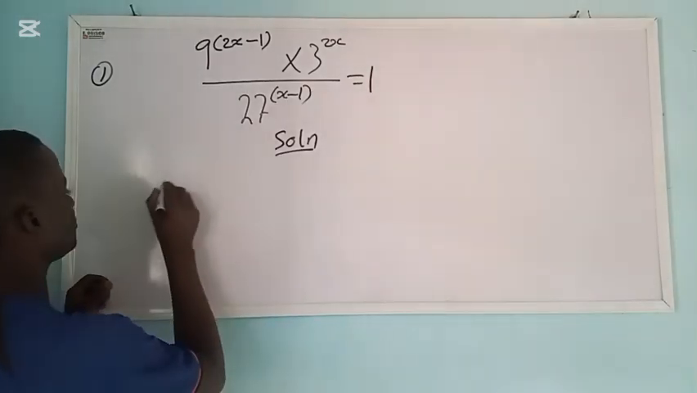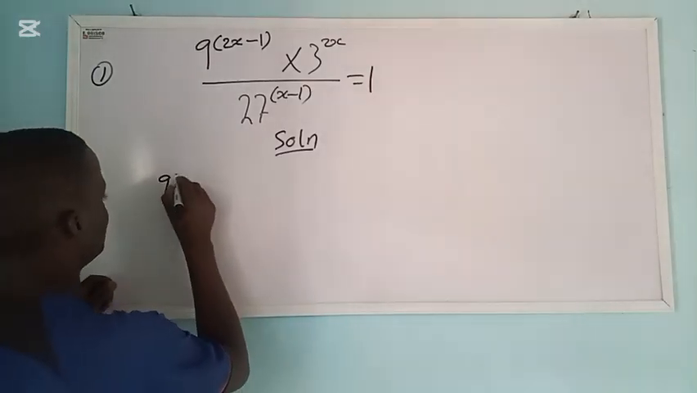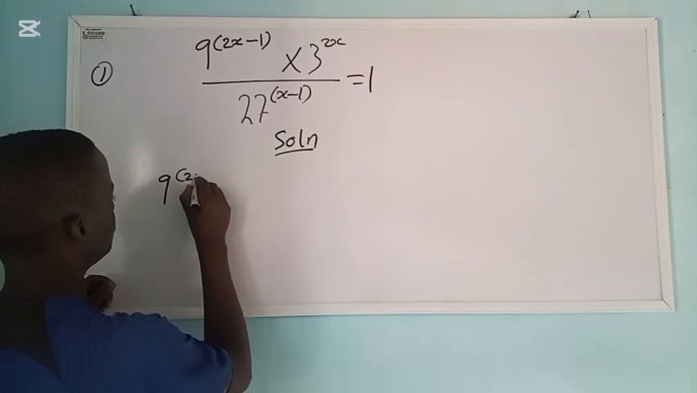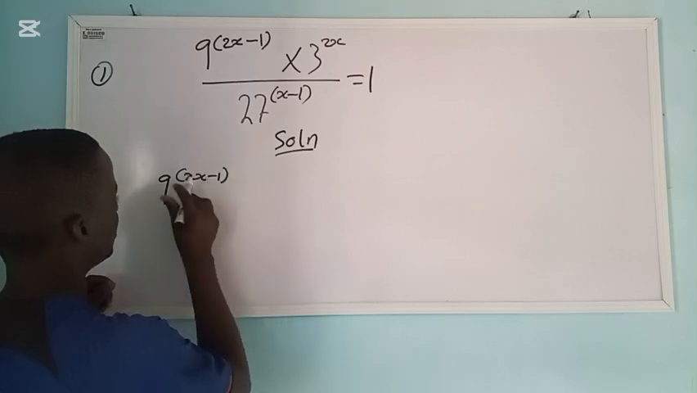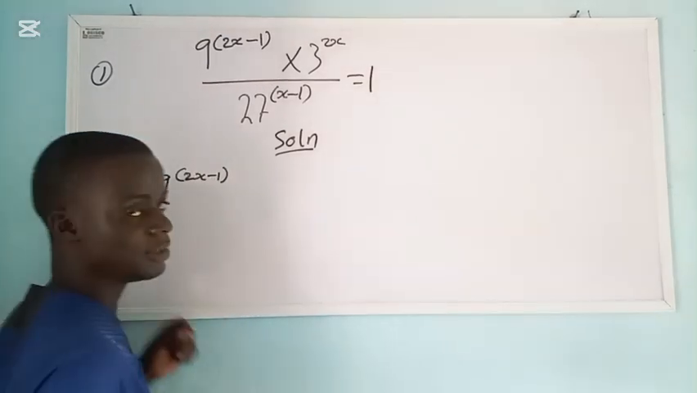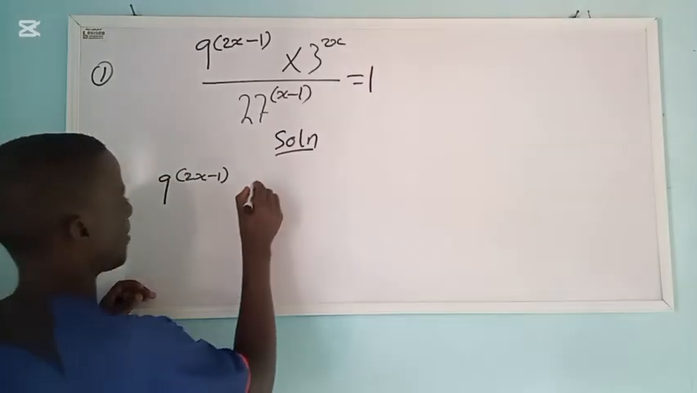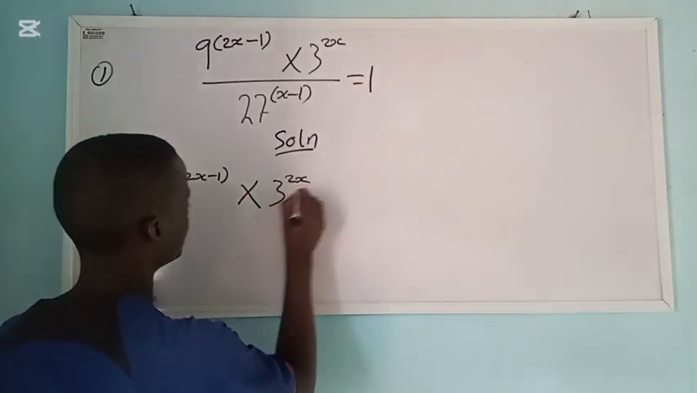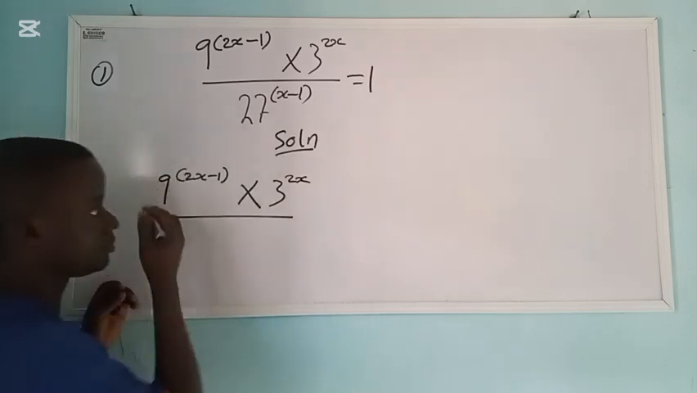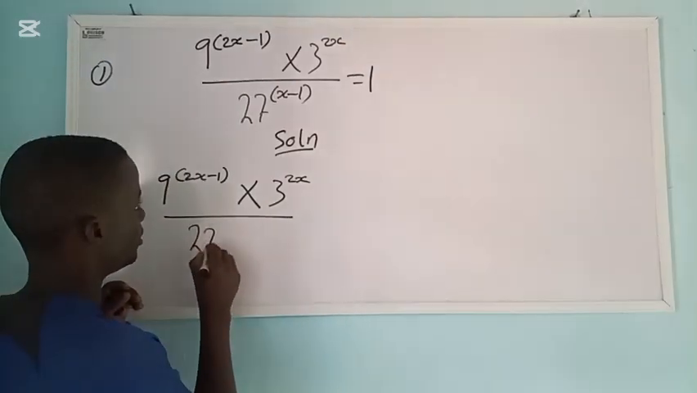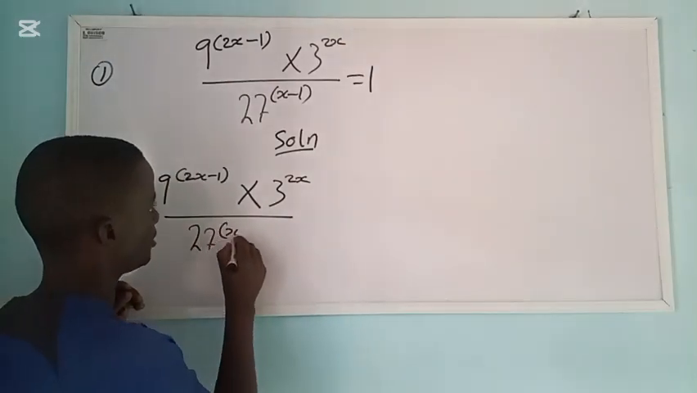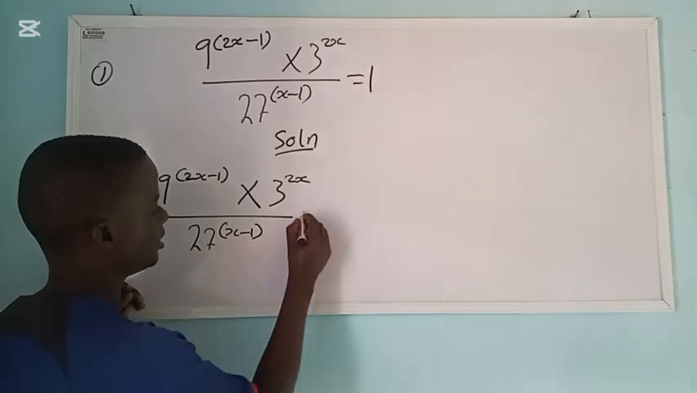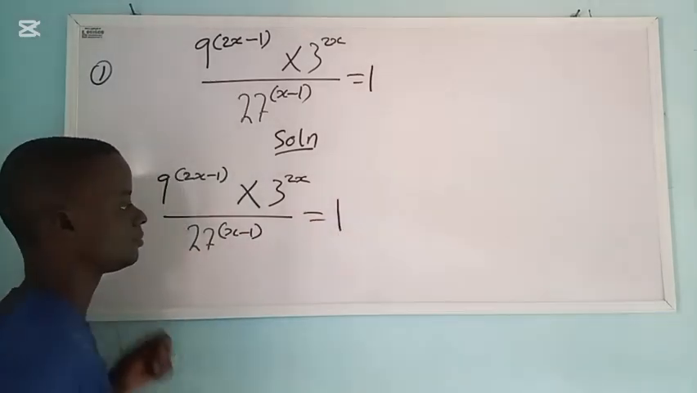So now I have 9 raised to the power of (2x minus 1), close the bracket. The power is in bracket. So times 3 raised to the power of 2x all over 27 raised to the power of (x minus 1), close the bracket, is equal to 1.